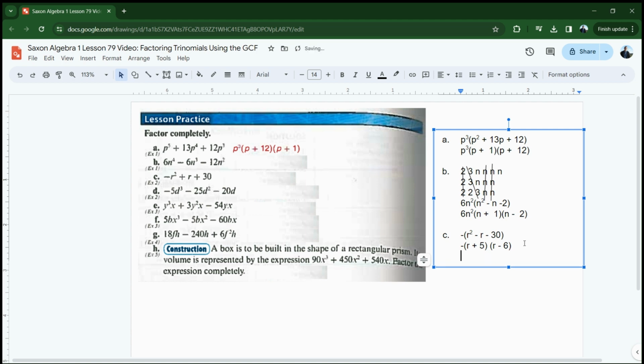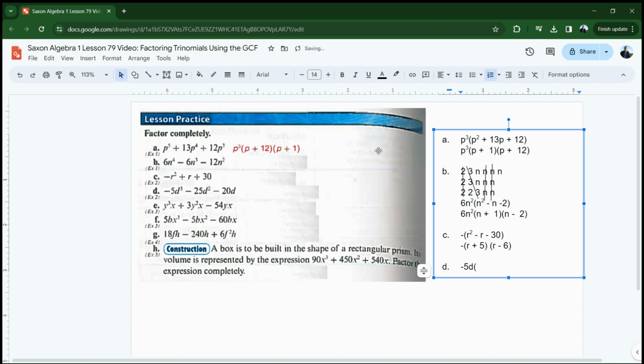All right, letter D. So letter D is also going to be a straightforward one where we're going to have to pull a negative out front. But I'm just going to notice a couple other things. I notice all of the terms have a D in them, so I can pull one D out front. And all of the terms have a multiple of 5, which is really obvious. Multiples of 5 are really obvious. So I'm going to pull a 5 out front. So what I'm going to pull out front is negative 5D.